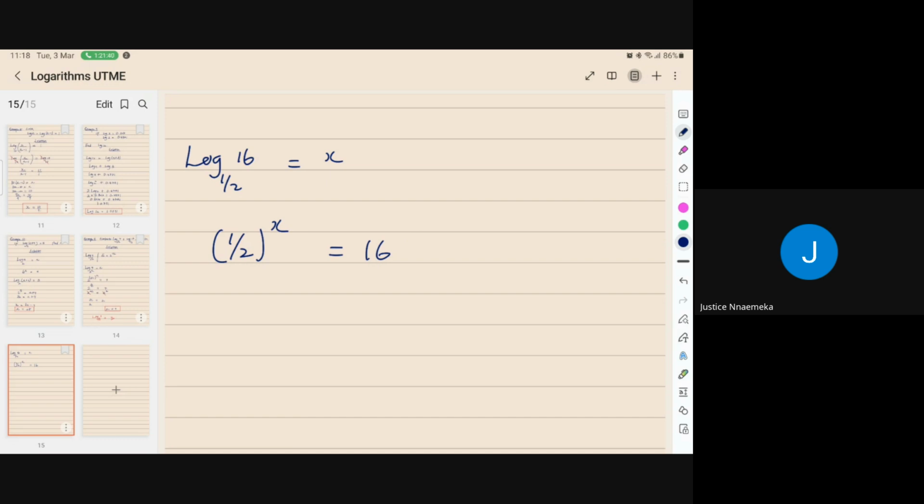Now, if I do this, hope you will not be confused. If I say this is 2 raised power minus 1 to the power of x is equal to 2 raised power 4. A thumbs up if you're not confused. I apply the law of negative index, that 1 over a is equal to a to the power minus 1. So that 1 over 2 is equal to 2 to the power minus 1. A thumbs up if you get this point.